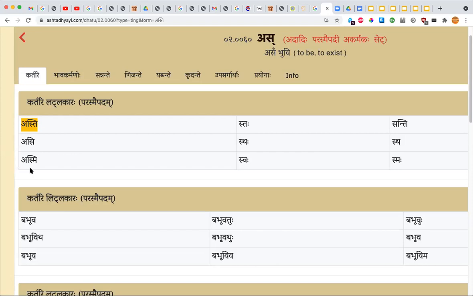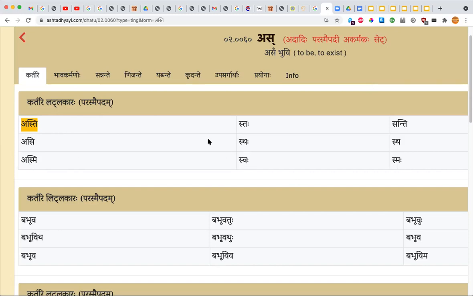Can I get a noun? Aham asmi. Uttama Purusha. Okay, I'll just use Aham then. You have to use Aham only. For Uttama Purusha, you have to use Asmat Shabda only.